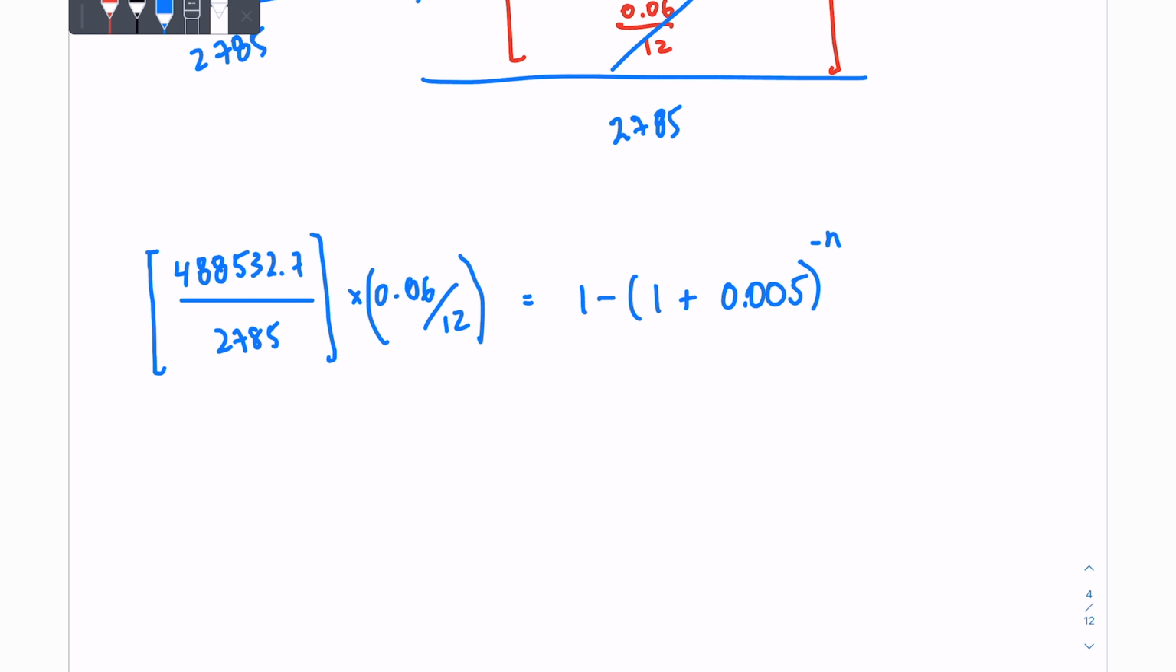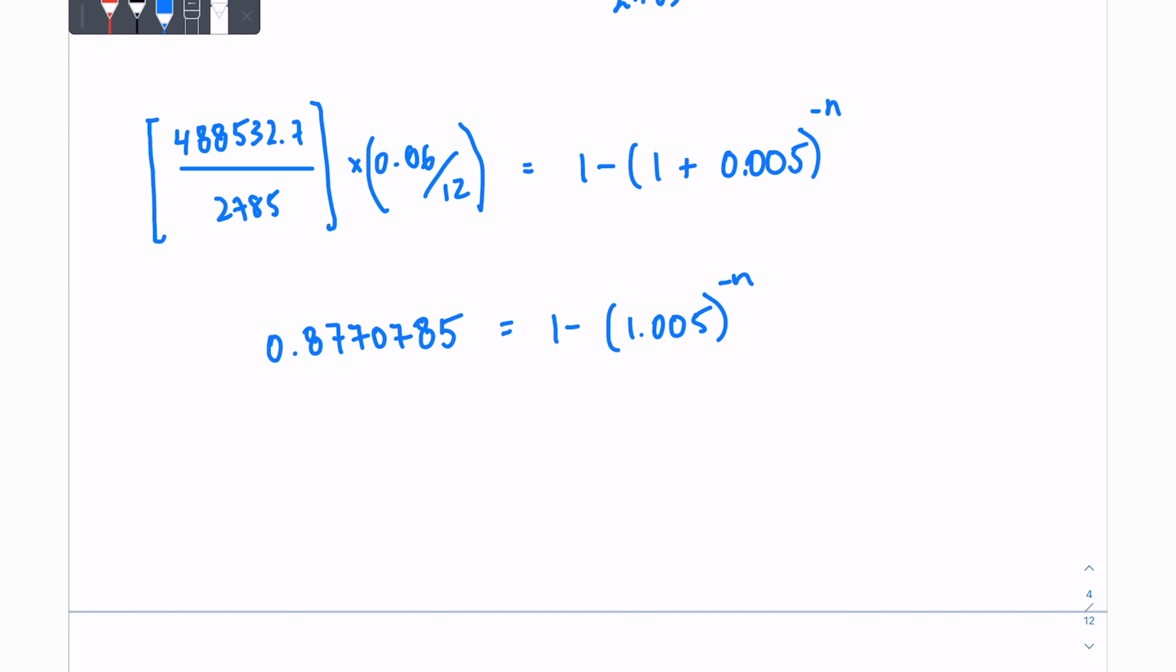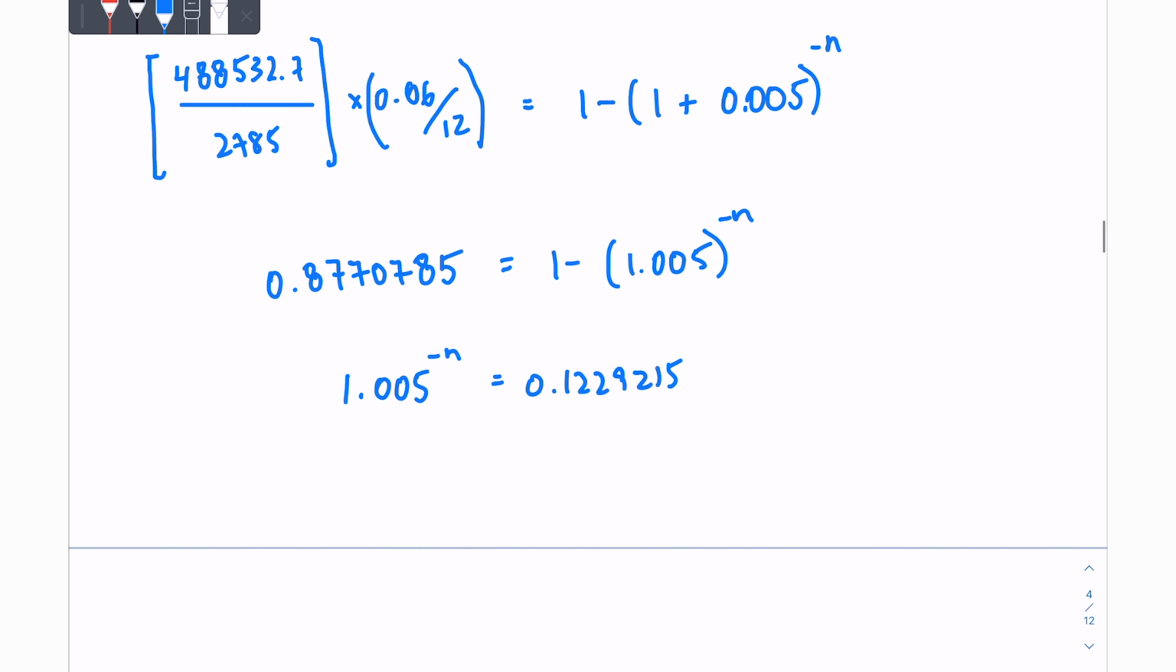Okay, from here I'll punch the left side into my calculator before it gets too crazy. So 0.870785 equals 1 minus 1.005 to the negative n. From here, if we rearrange this, you'd have 1.005 to the negative n equals 1 minus the 0.877075, which is 0.1229215. And here we're going to use logs.